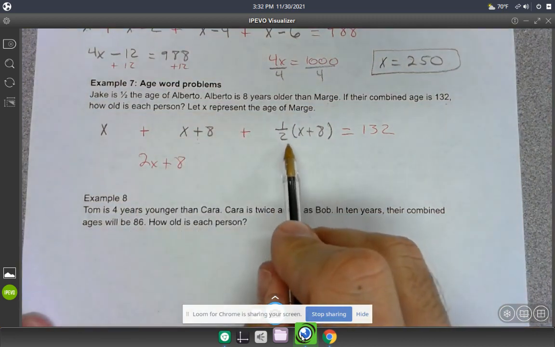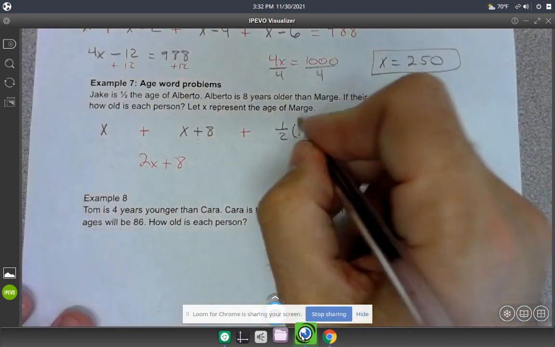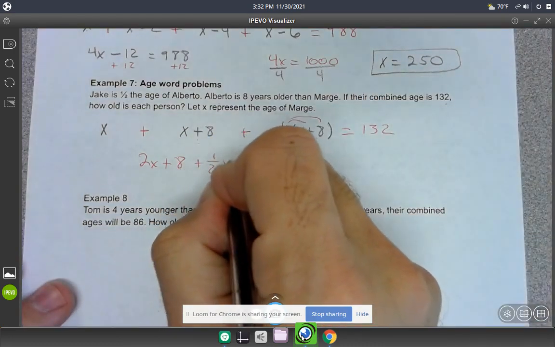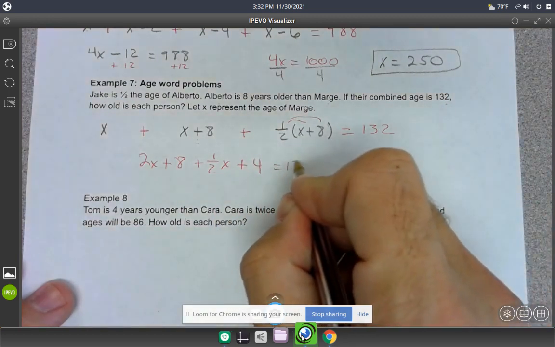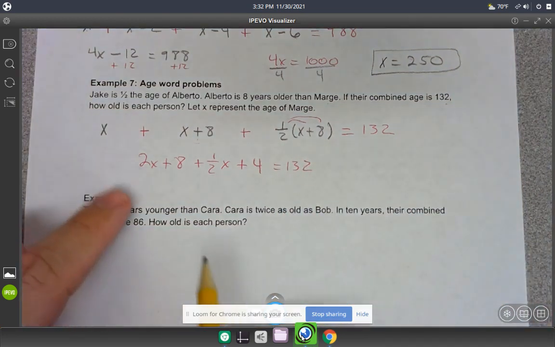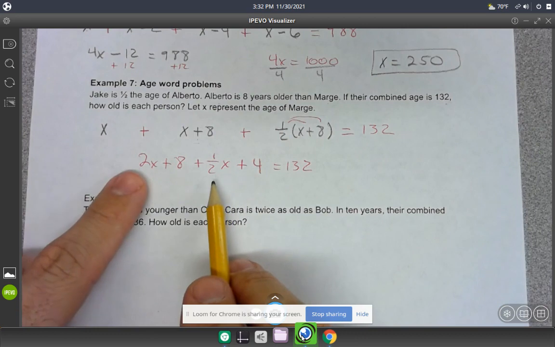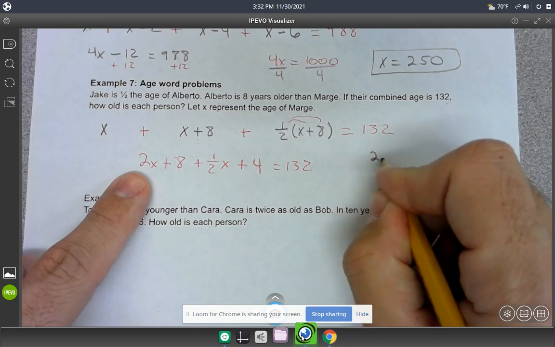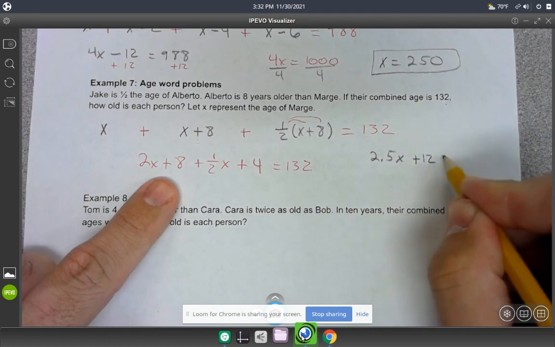And then this one, I need to distribute the 1/2. Or I guess I could clear the denominator. I'm just going to distribute. Multiply by 1/2 on both of those. So that's going to be 1/2 x, and then 1/2 times the 8 will be a 4. All right, and then I need to combine like terms. So the 2x and the 1/2 x, I'm just going to make it a decimal. So it's going to be 2 and then a 0.5x. So that's going to be 2.5x. And then your 8 and your 4, of course, that'll give you 12.